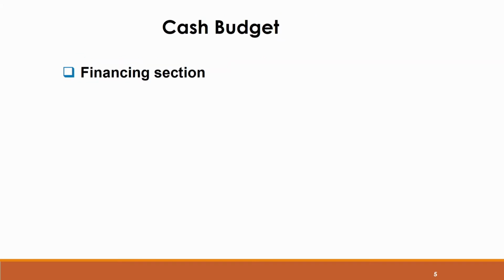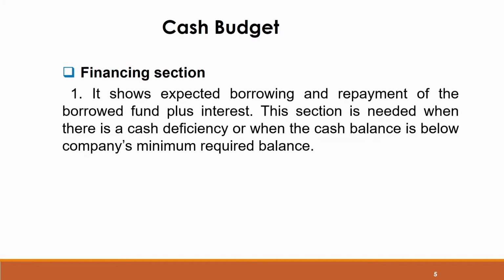Financing section. So, what is the meaning of the financing section? It shows expected borrowing from the bank and repayment of the borrowed fund plus interest. This section is needed when there is a cash deficiency, or when the cash balance is below the company's minimum required balance, or based on the policy of the company to maintain a minimum cash balance.